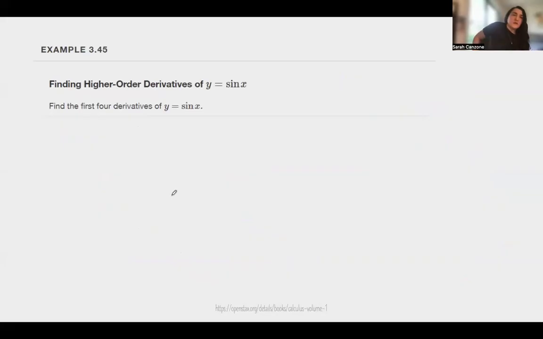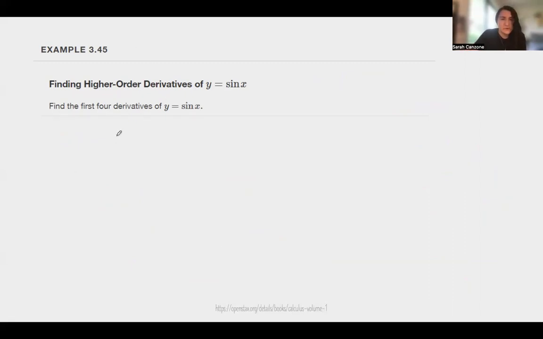All right. Now, when it comes to sine and cosine, sometimes we're asked to compute higher order derivatives. We discussed a couple lectures ago what it meant to be a higher order derivative. That just means further than the first derivative. So first, second, third, fourth, 58th, 172nd, however many, doesn't matter. That's a higher order derivative.